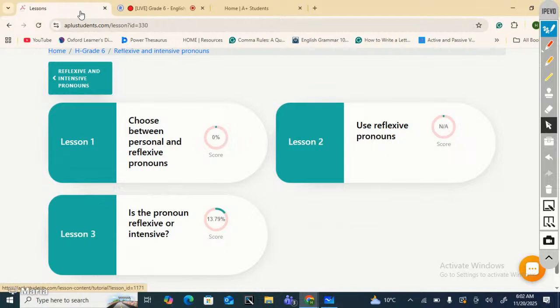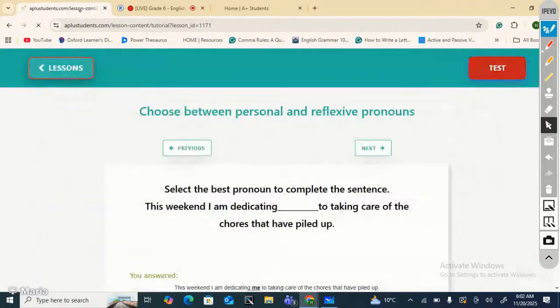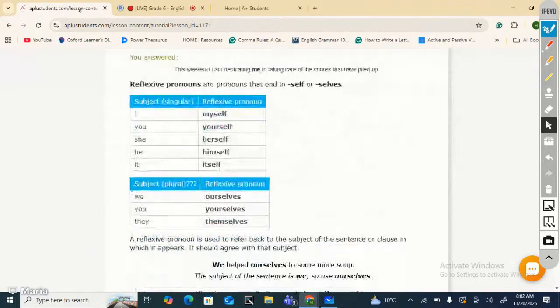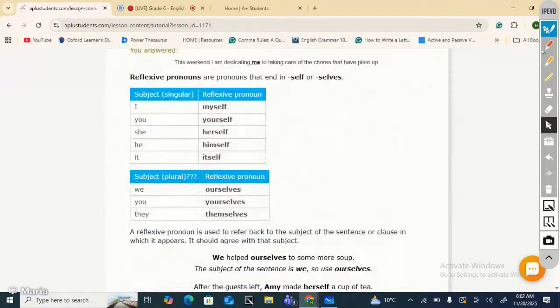I'm sure you know about personal pronouns. Pronouns are the words that are used in place of nouns. When we want to avoid the repetition of nouns, we use pronouns. And reflexive pronoun is a type of pronoun. Reflexive pronouns are pronouns that end in self or selves.